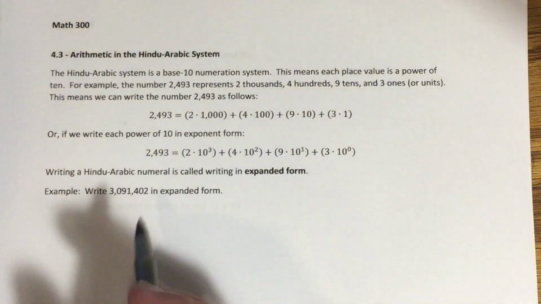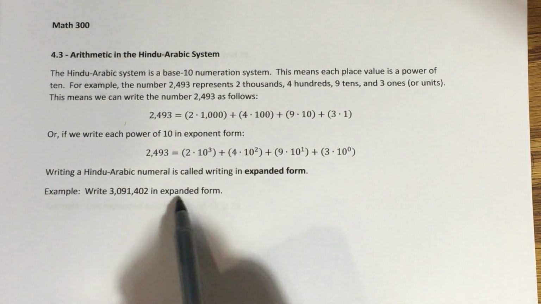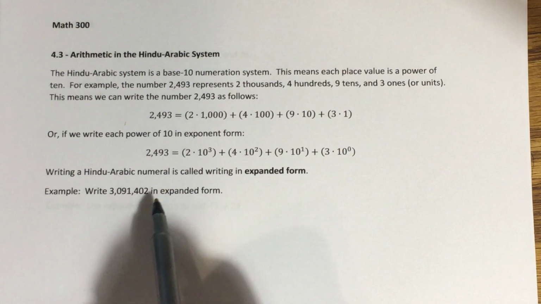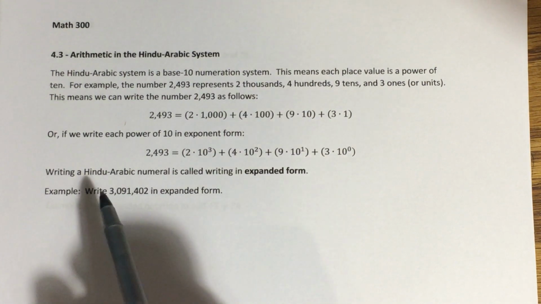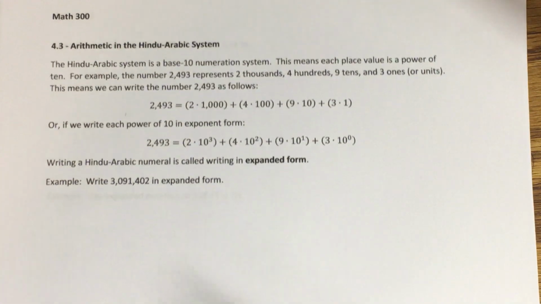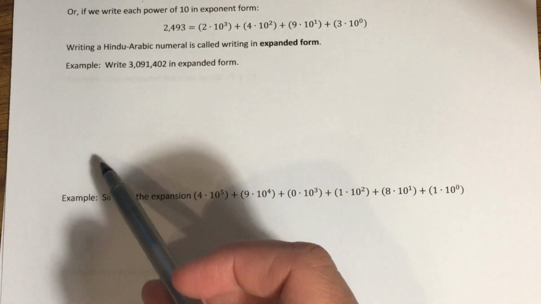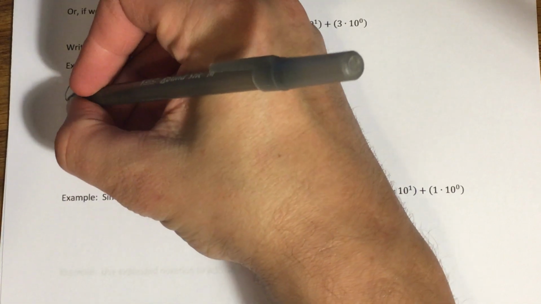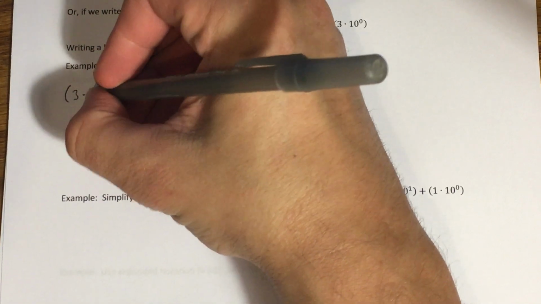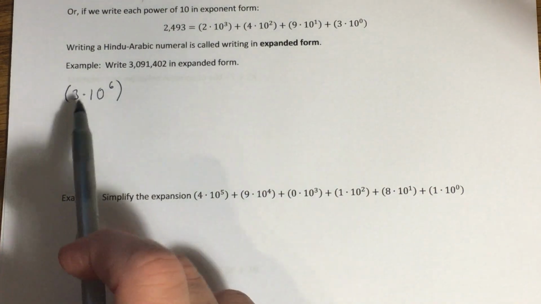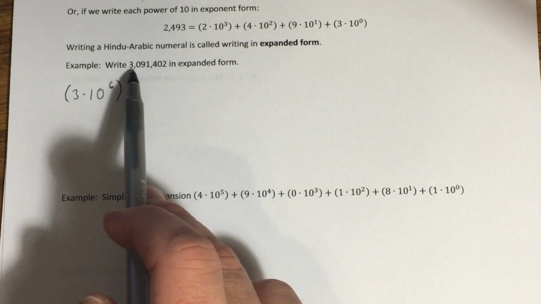So my first example, I want to look at writing a different number in expanded form. 3,091,402. We want to write that in expanded form. And the trick is just to remember which place value is represented by each digit, and then to not just think of that place value as you would read it, but think of what power of 10 it's equal to. So for example, this 3 here is in the millions place. But rather than write 3 times 1 million, I'm going to recognize that 1 million is the same thing as 10 to the power of 6, and write this as 3 times 10 to the power of 6. So here's my representation of the 3 million appearing here.